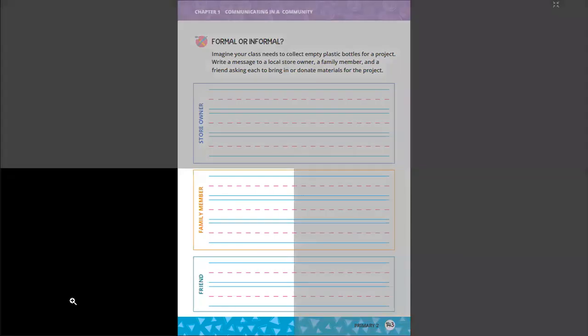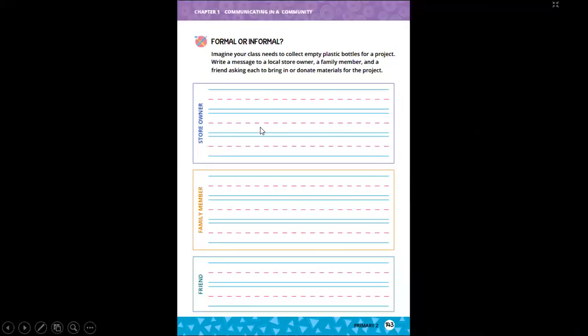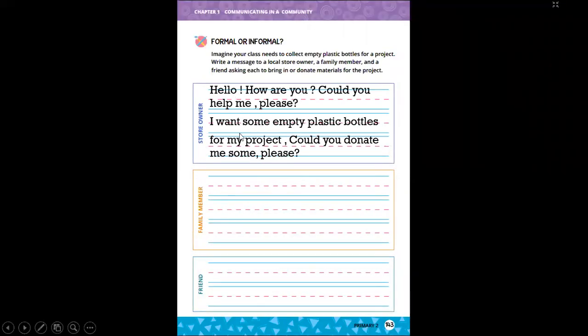When we talk to the store owner, this is our conversation. Hello, how are you? Could you help me, please? I want some empty plastic bottles for my project. Could you donate me some, please? Yes. Here we have formal conversation. Why? Because we don't know the store owner. He's a person that we don't know. So we should speak formally.